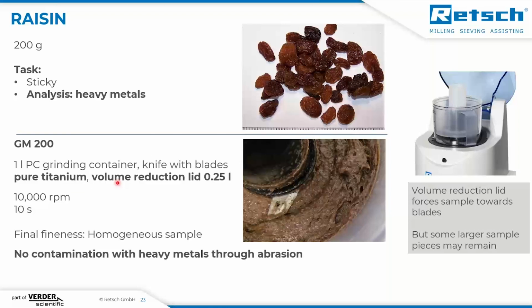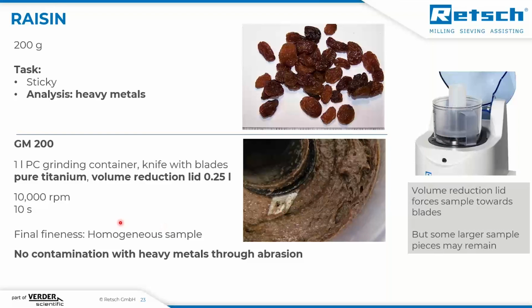And then we use another lid, not the gravity lid, which I introduced before, but the volume reduction lid, 0.25 liter. So this sample is sticky, but it doesn't lose very much volume during the grinding process. So you can just put this lid on from the beginning and press the sample towards the knife. And as it has not very high water content, you do not need any overflow channels or something like this. So just press the sample against the rotating knife to avoid any sticking above or below the knife.